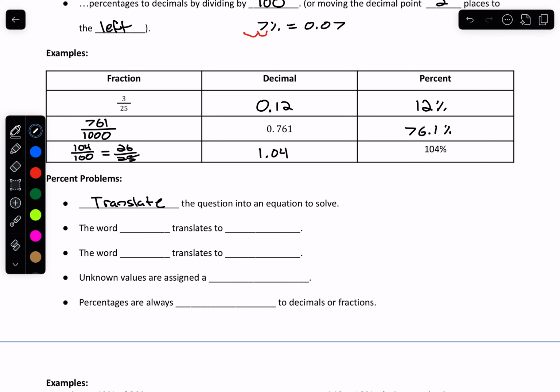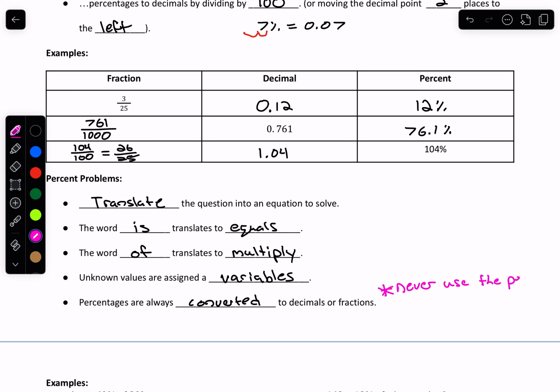So first off, the word "is" translates to equals. So whenever we see something is something else, we'll put an equal sign where that "is" is. You guys get it? The word "of" translates to multiply. Unknown values will get assigned variables. And percentages are always converted to decimals or fractions. So we will never, right here in bold over here, never use the percent without converting.